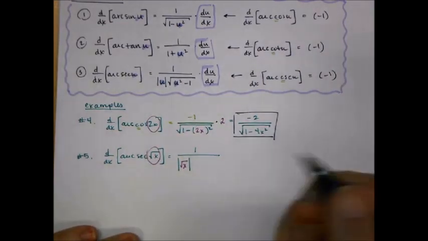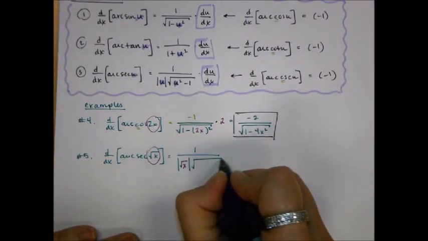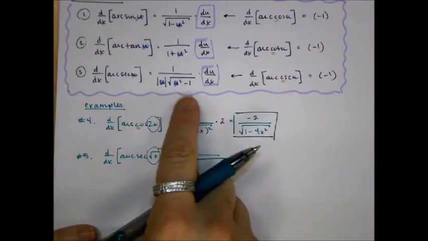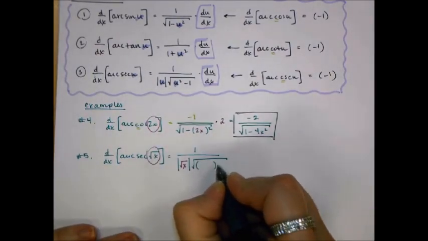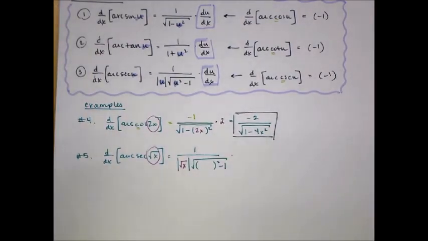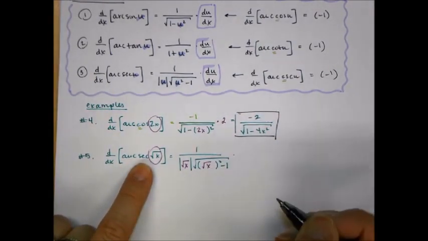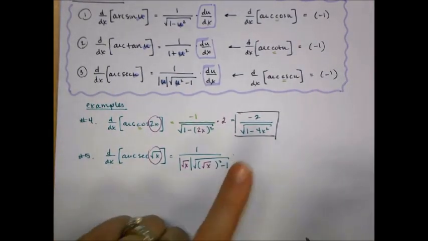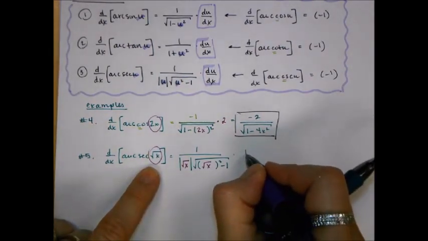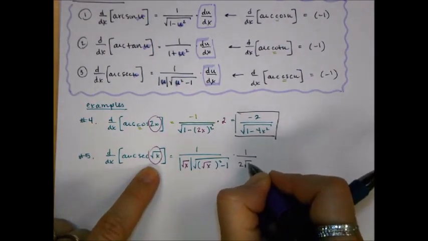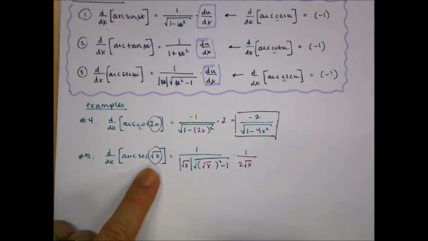And then we have times the square root of u squared minus 1. So the u term squared minus 1. So u is root x, so root x squared. And then times the derivative of root x, which is 1 over 2 root x. Right? Derivative of root x, 1 over 2 root x.